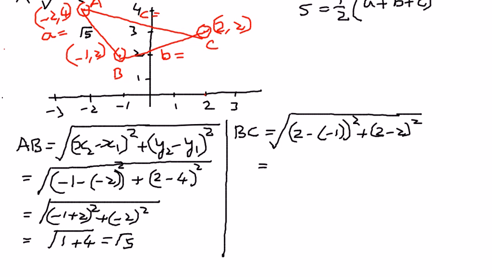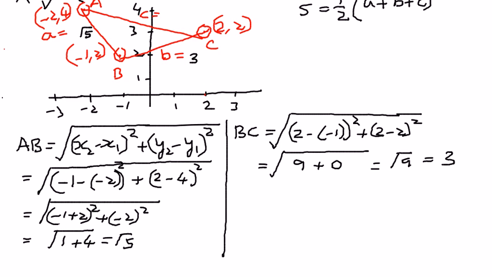So this is going to be the square root of 2 minus of minus 1 will be 3, 2 plus 1 will be 3, 3 raised to the power of 2 will be 9, plus 2 minus 2 is 0, raised to the power of 2 will be 0. So therefore this is going to be square root of 9, and that's going to be equal to 3. So the distance BC is going to be equal to 3.